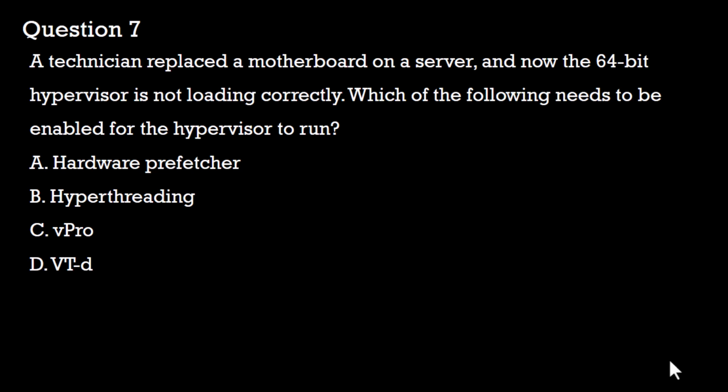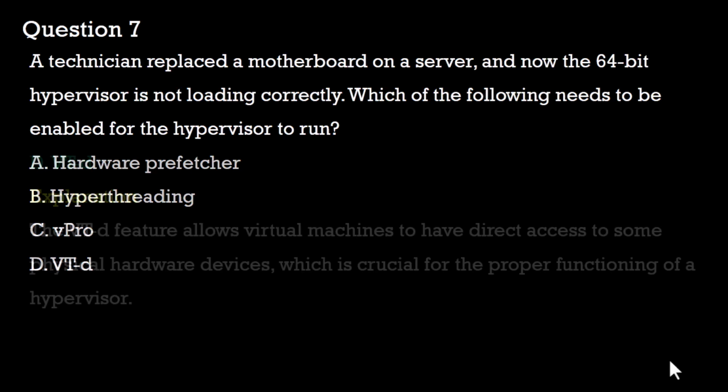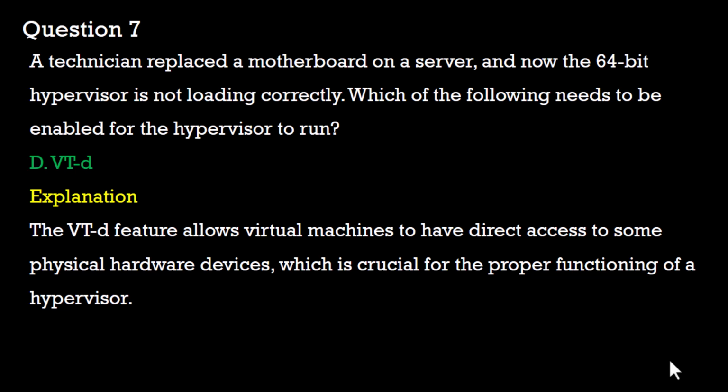The VT-d, or Intel Virtualization Technology for Directed Input/Output, allows virtual machines to have direct access to some physical hardware devices, which is crucial for the proper functioning of a hypervisor. So in this case, we need to enable the VT-d in order to allow virtual machines to have direct access to some physical hardware devices. If this is not enabled, the hypervisor will encounter issues accessing and managing hardware resources efficiently.